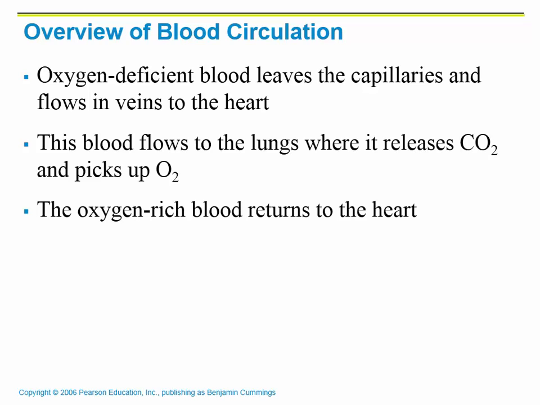When the oxygen jumps off, the oxygen is going to go out of the capillaries to the tissues. Carbon dioxide is going to, at that point, get into the bloodstream. So we have now what we call oxygen deficient blood, and that is going to then turn into veins, which bring deoxygenated blood back to the heart.